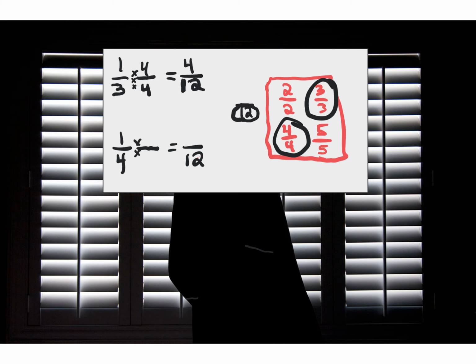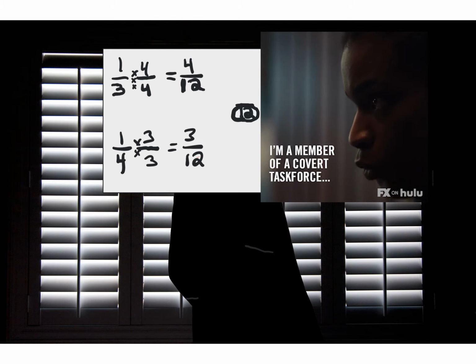3/3, you are correct, because 4 times 3 equals 12. Whatever you do to the bottom, you got to do to the top. 1 times 3 is 3. So now 4/12 and 3/12 can enter the world of the 12ths, and they'll never know that they're actually 1/3 and 1/4.